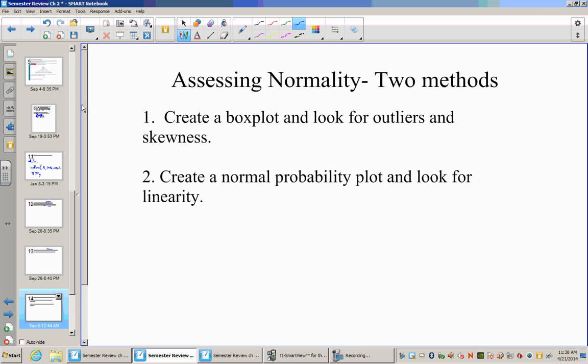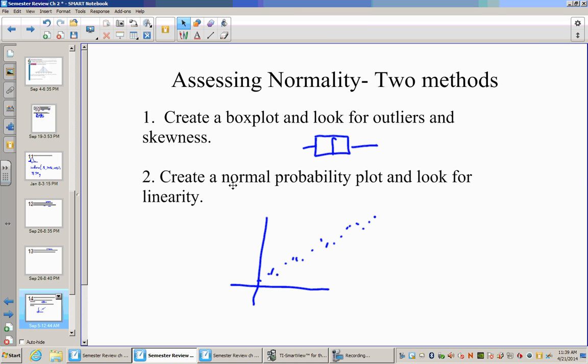The last thing in chapter 2 is to assess normality. One way that we do typically is we look at the box plot of the data. If there are no major outliers or skewness, we can assume that the data is approximately normal. Another way you can do it is to create a normal probability plot, and those are on our calculator, and they should look something like this. If the normal probability plot is linear, then we can say that the data is approximately normal.